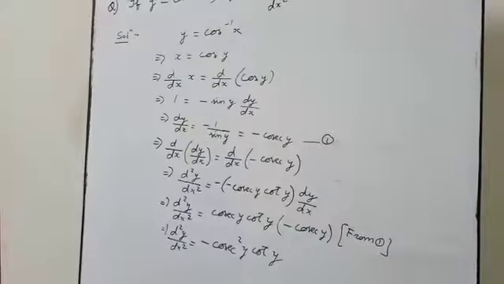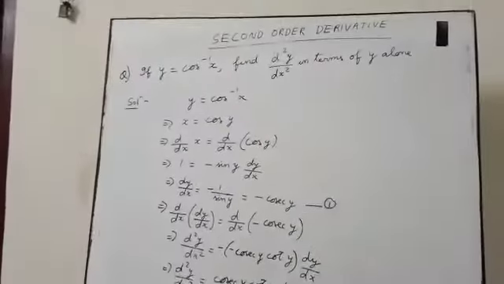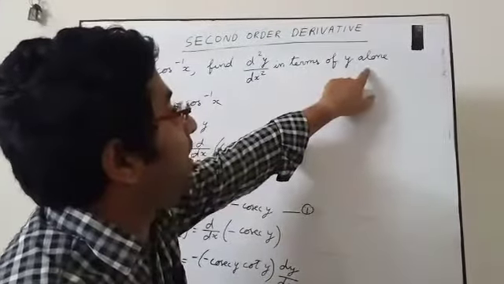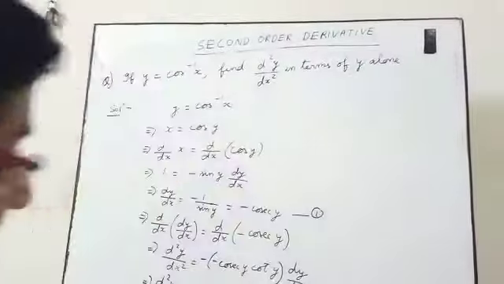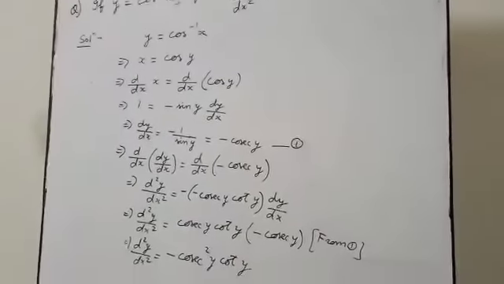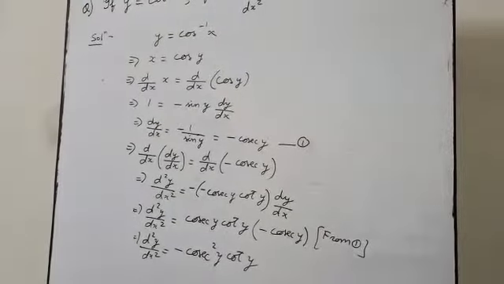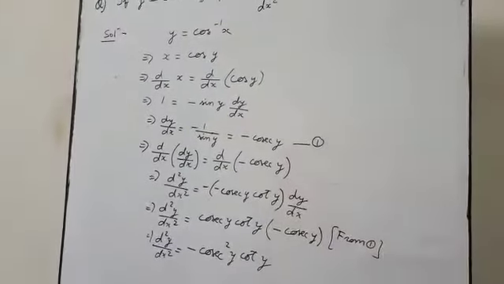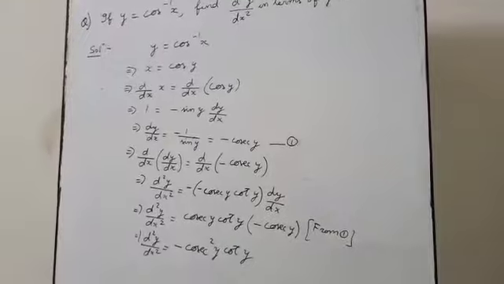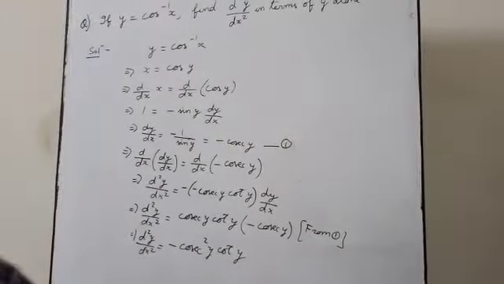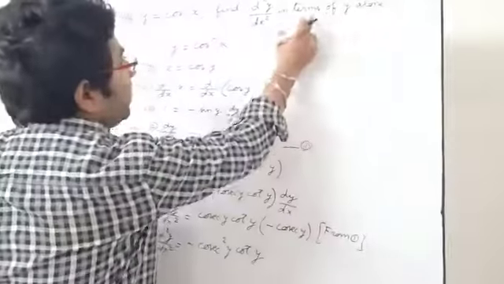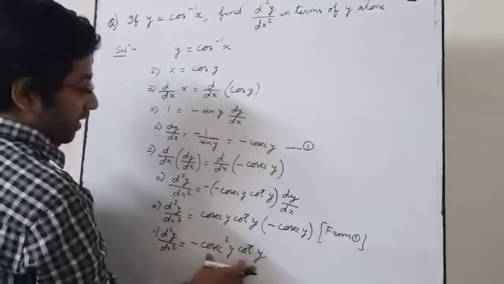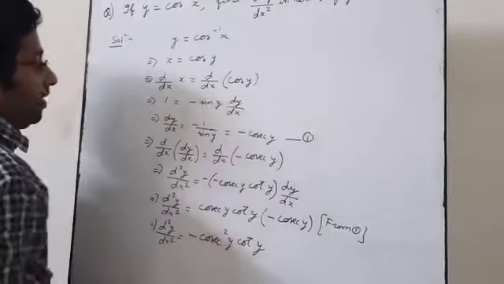Is it clear or not? You are asked to find the second order in terms of y alone, and by calculating you have got the answer in terms of y. So the second order is minus cosec square y into cot y. Your answer should come in terms of y. Is it clear or not? Okay.